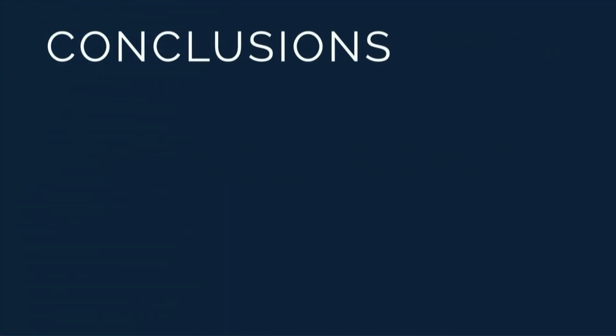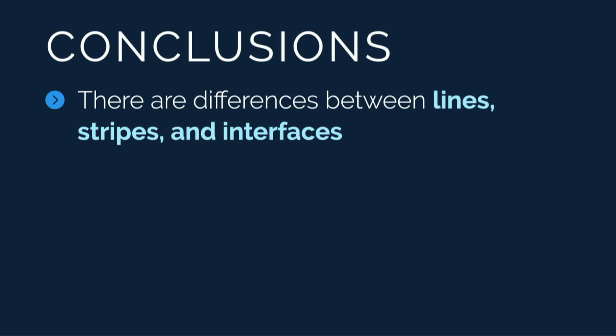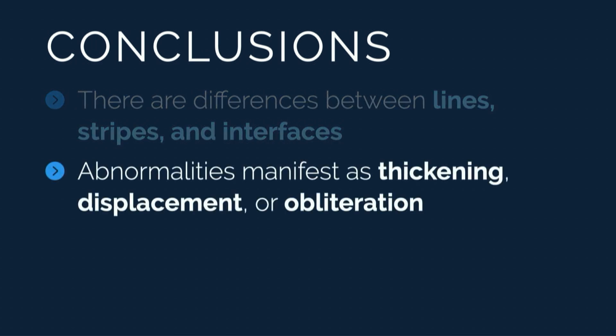All right, so this has been a whirlwind review of line stripes and interfaces. They are different. They're somewhat academic. The important thing is that you're aware of the anatomy and that you can then identify when something is thickened, displaced, or obliterated.